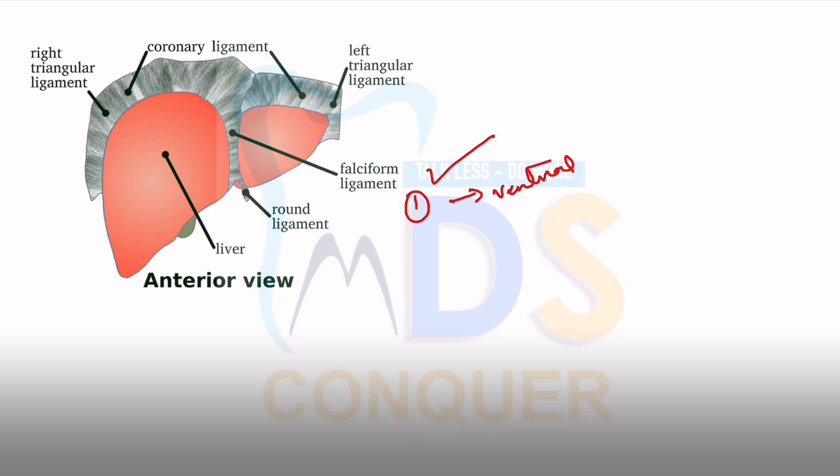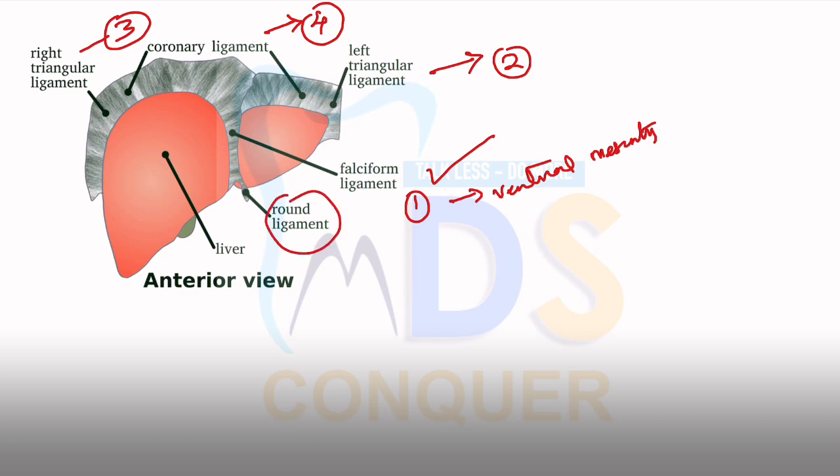The others are the left triangular ligament, right triangular ligament, and coronary ligament. So falciform, left and right triangular, and coronary ligament: all these 4 ligaments are derived from the ventral mesentery, except the round ligament.